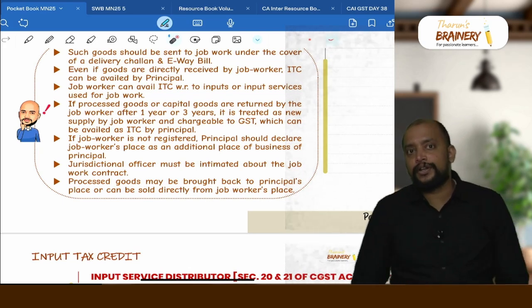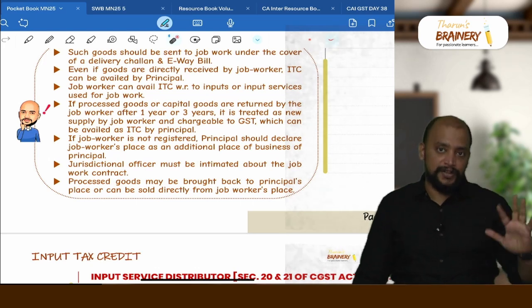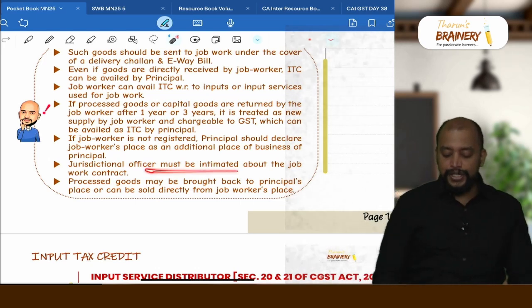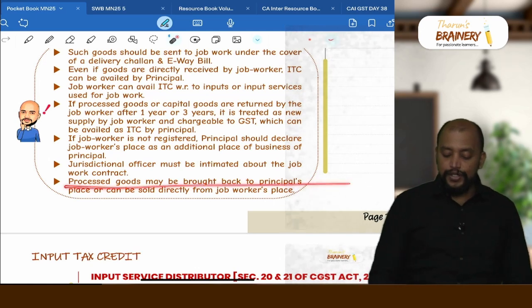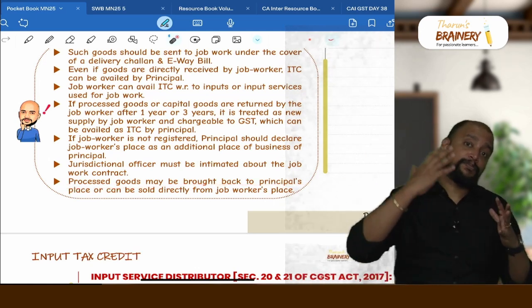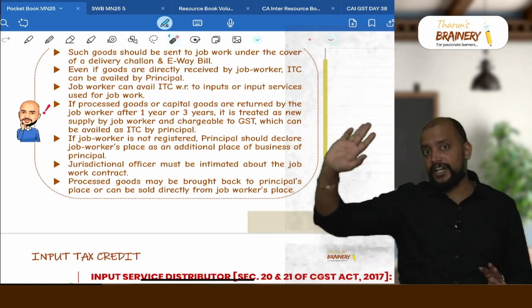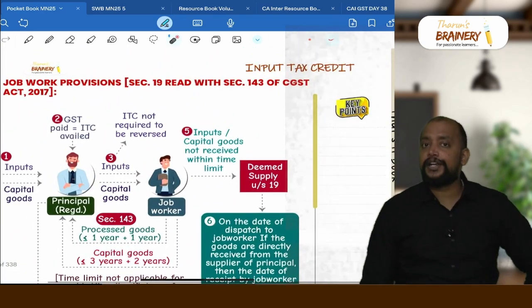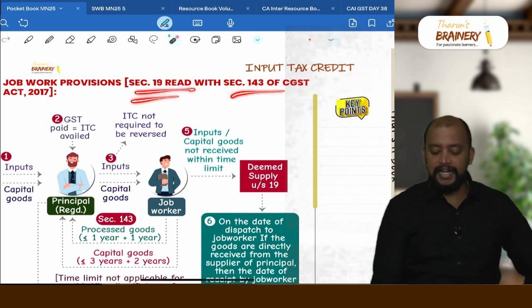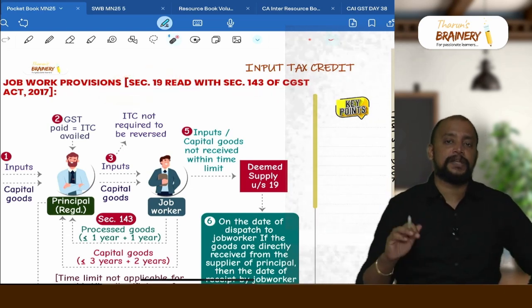What if the job worker is not registered? The principal should declare the job worker's place as an additional place of business of the principal, and the jurisdictional officer must be intimated about the job work contract. Any processed goods may be brought back to the principal's place, or can be directly sold from the job worker's place or exported from the job worker's place. Okay, these are the points related to section 19, which is important. 19 read with 143. 143 contains a time limit. 19 contains the deeming fiction of supply.